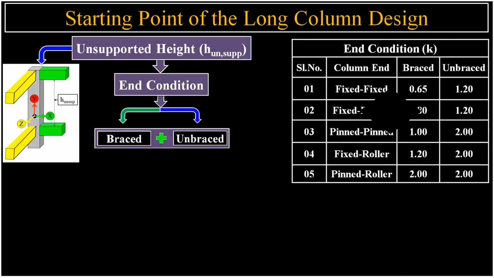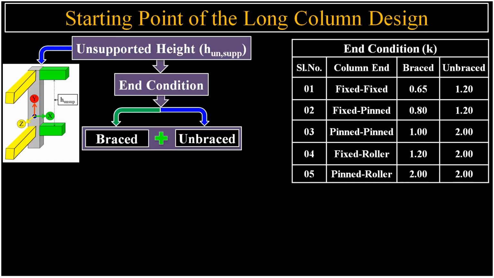Along with these end conditions, the frame must be identified as braced or unbraced. This classification is a core concept in structural engineering. It defines how the structure resists lateral forces, like wind, or seismic loads. Based on the end conditions and the frame type, IS 456, 2000, Table 28 provides the recommended values of the effective length factor, K.